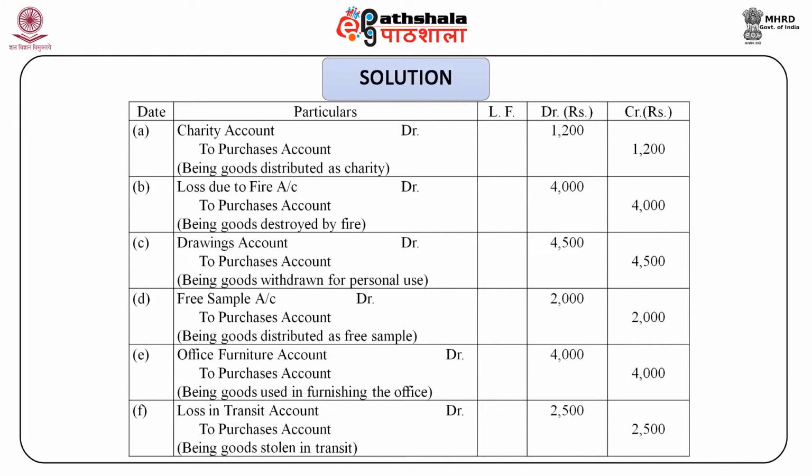E. Goods used in furnishing the office costing rupees 4000. The entry will be furniture account debited by 4000 rupees to purchases account, as the goods have been used for furnishing the office. F. Goods costing rupees 2500 stolen in transit. The entry will be loss in transit account debited by 2500 rupees to purchases account, as the goods have been stolen in transit.